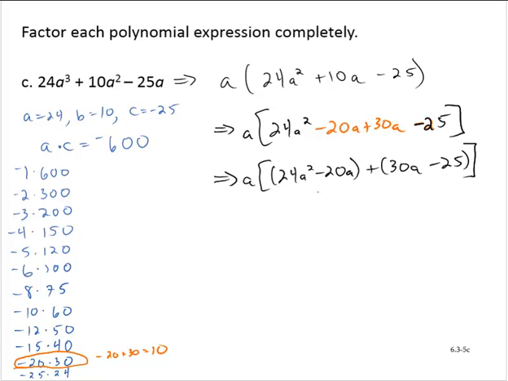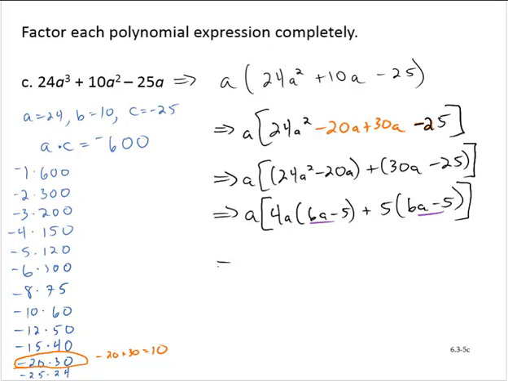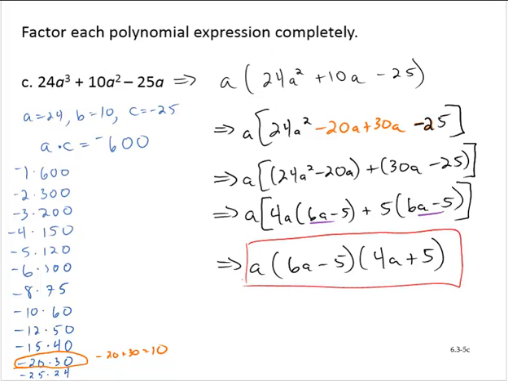Alright, and by grouping, my first group, I have a common factor of 4a, so I have 4a by 6a minus 5. My second group, I can factor out 5 by 6a minus 5. I see I have a common binomial factor of 6a minus 5. So I can write this as a by 6a minus 5 by 4a plus 5. And that is the completely factored form of the original polynomial.